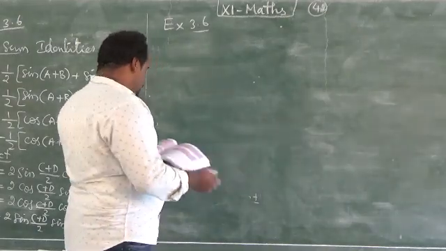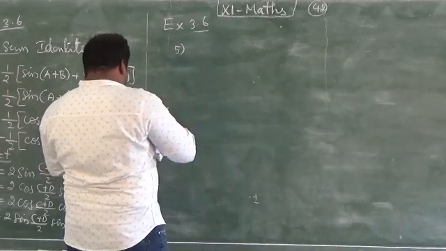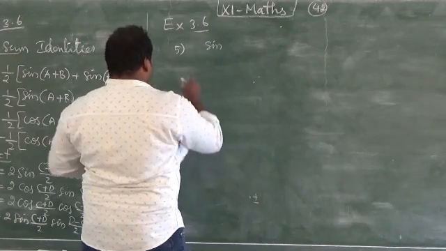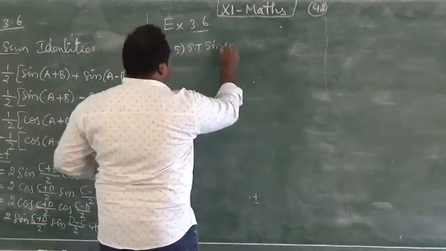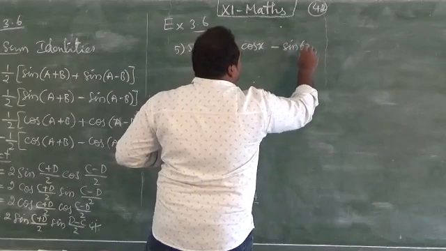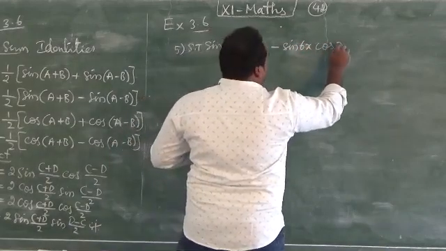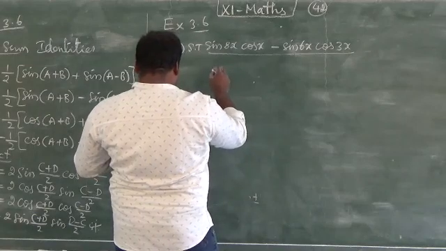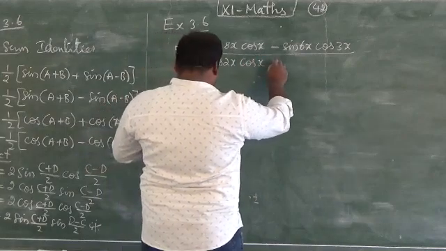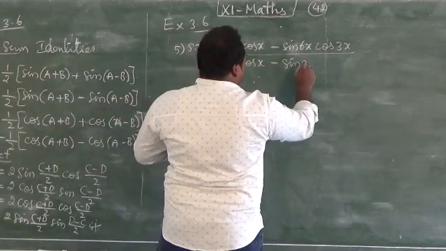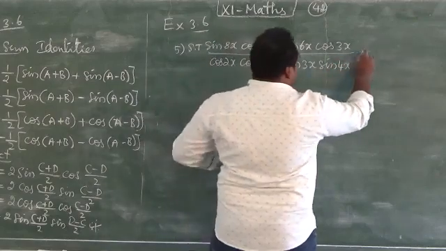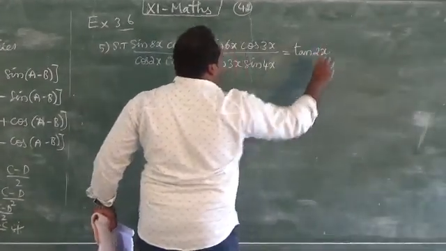Next, problem number 5. Show that (sin 8x cos x minus sin 6x cos 3x) divided by (cos 2x cos x minus sin 3x sin 4x) equals tan 2x.